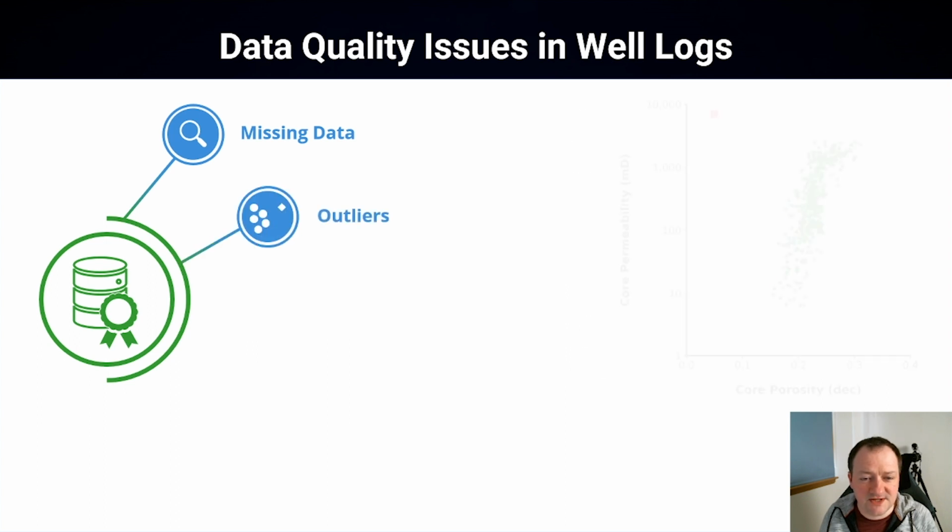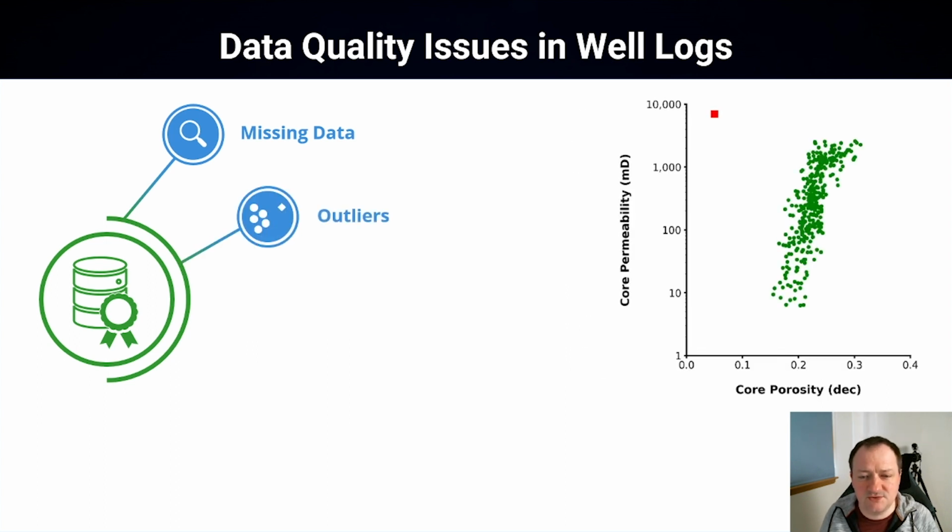Next, we have outliers. Outliers are anomalous data points that do not fit within the normal or expected statistical distribution of the dataset. And outliers can occur due to measurement errors, tool sensor problems, unexpected events or unexpected geology, and changes in the borehole environment.